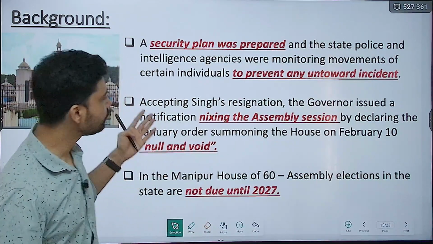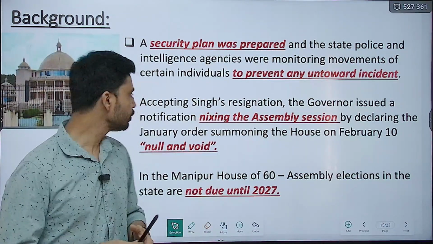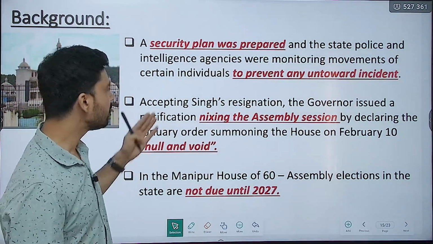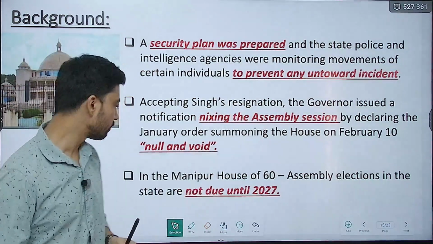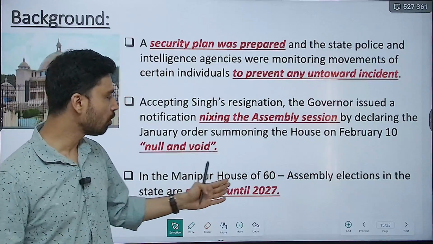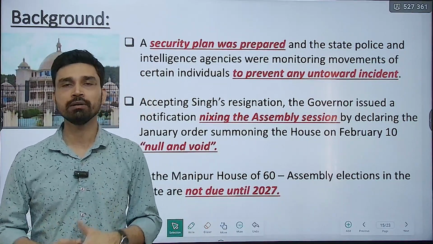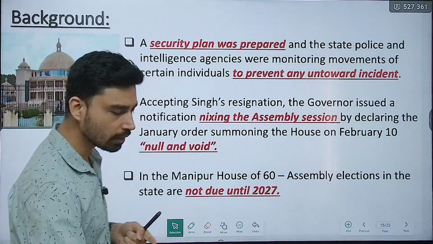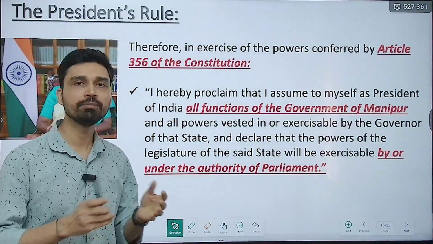Also, after accepting Singh's resignation, the government issued a notification where the assembly session that was next due was declared null and void on the 10th of February. In the Manipur House of 60, assembly elections are not due until 2027 and we are still in 2025. So two years still remained before the government could have completed its term.